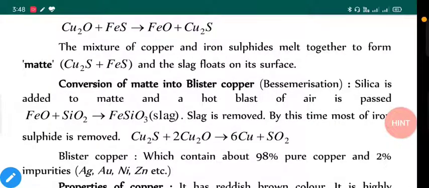Next is the conversion of matte into blister copper. Silica is added to the matte and a hot blast of air is passed, and FeO combines with SiO2 and is removed in the form of slag. By this time most of the iron sulfide is removed. So in different steps we remove the iron impurity step by step. We cannot remove it in a single step. So it is removed now.